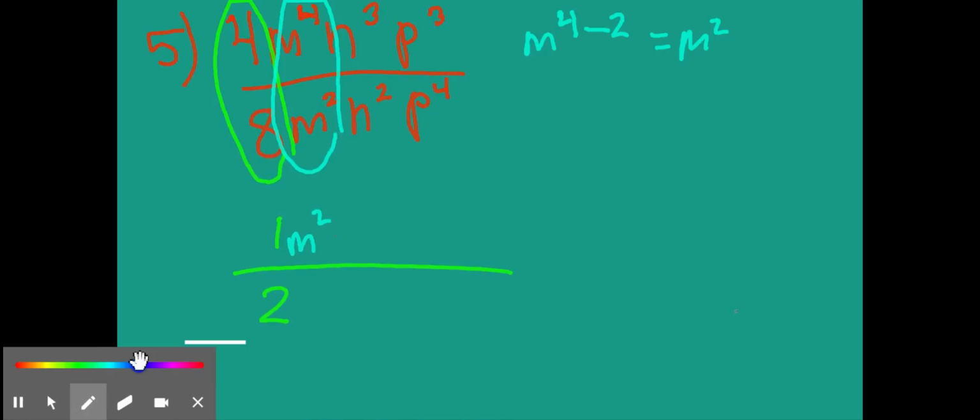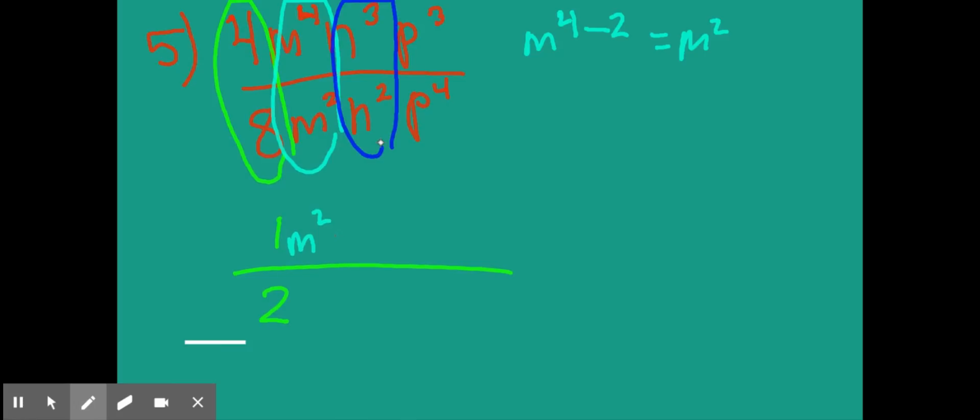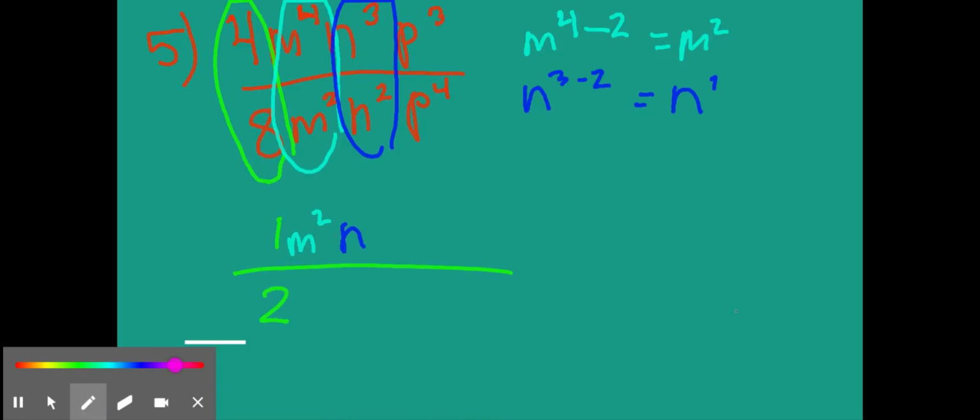Next, we have the n's. If you saw those by itself, you would know to subtract them from each other because they have the same base and you are dividing. So we end up getting n to the 1st power. Again, when it has a power of 1, you do not need to write that exponent of 1. And last, we have the p's. Lump those together. You do the same process, p to the 3rd power minus 4th power. You get p to the -1 power. So I'm going to write that again up here.